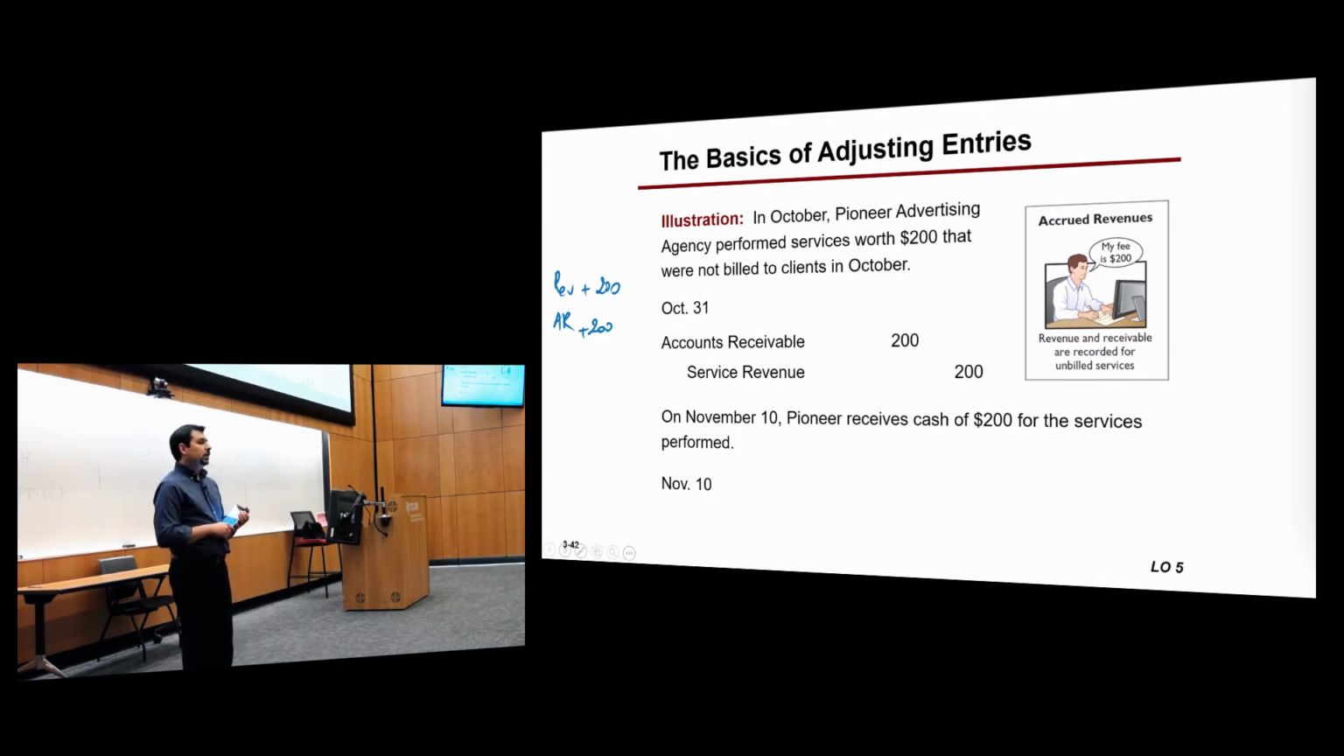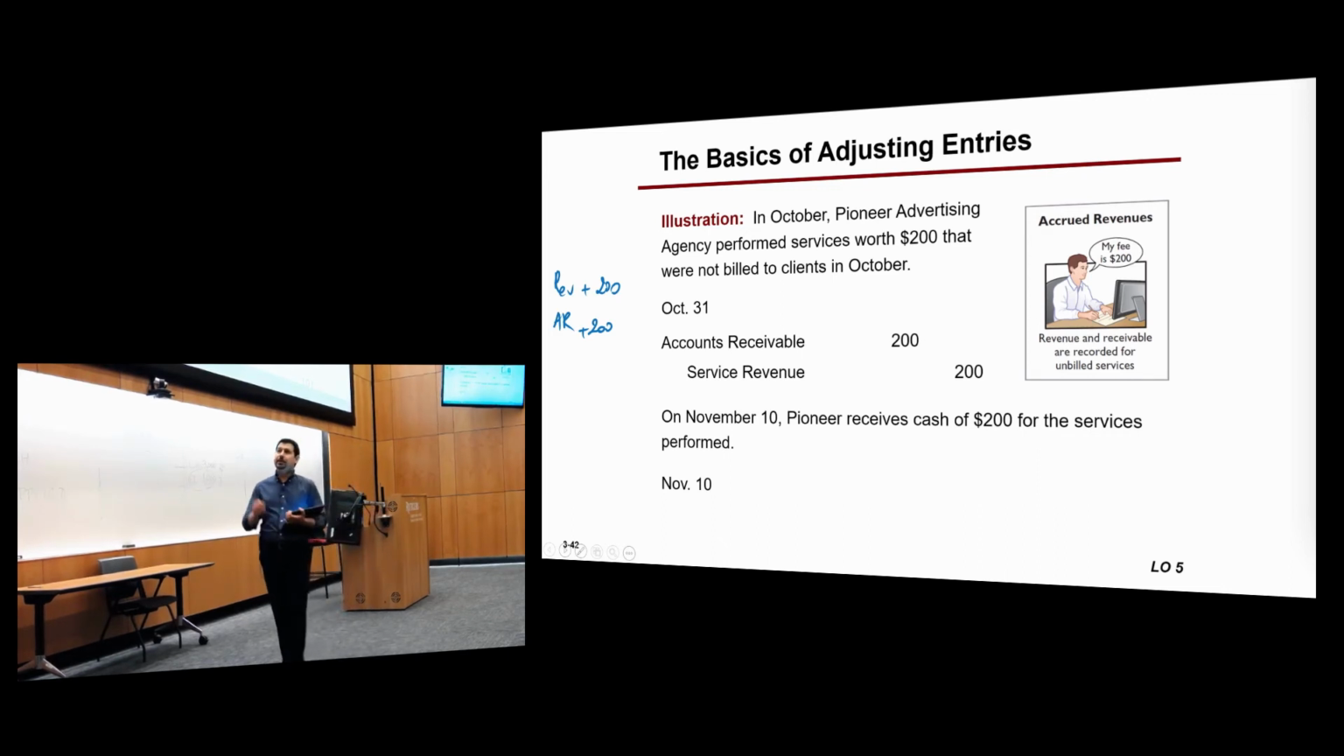So to adjust for accrued revenue, you debit accounts receivable, you credit revenue. Okay, now on November 10th, the company received cash.